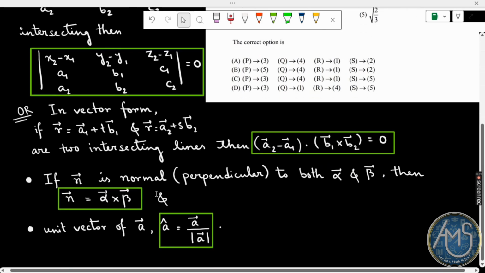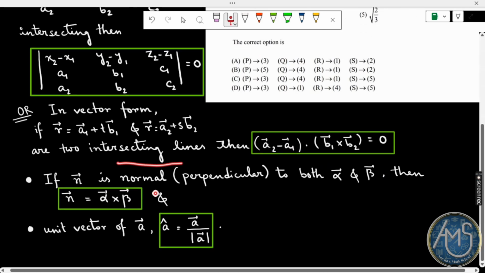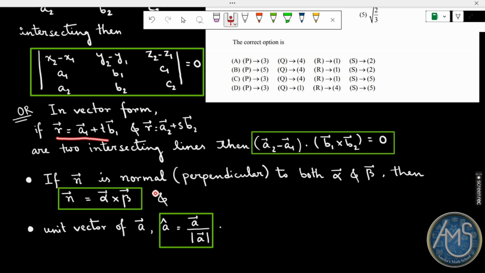But if we need the condition for intersecting lines in vector form, then take two lines, the first r vector equals a1 vector plus t b1, where a1 is a point on the line and b1 is a vector parallel to that line, and r equals a2 plus s b2 as the second line. If they intersect, then the condition is (a2 minus a1) dot (b1 cross b2) must be 0. Actually, these two conditions are the same, one in vector form and one in Cartesian form.